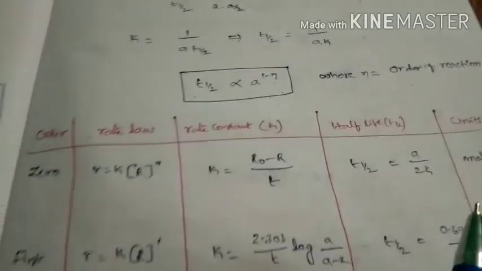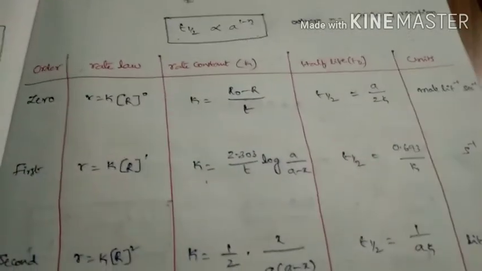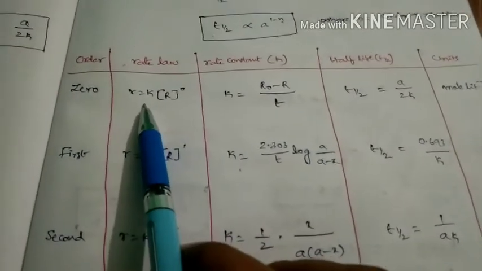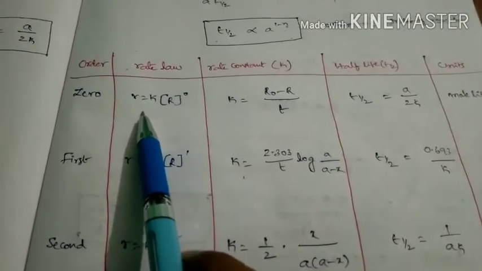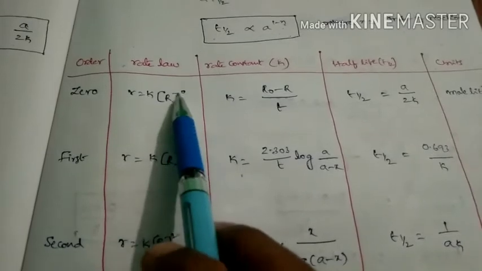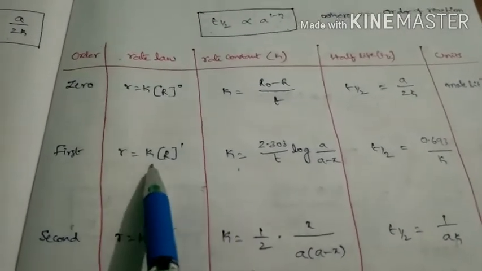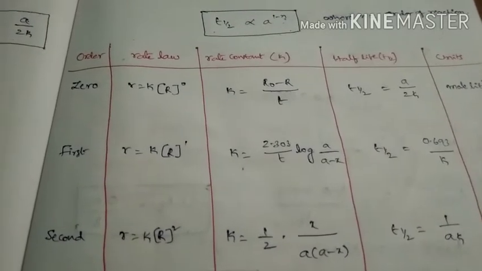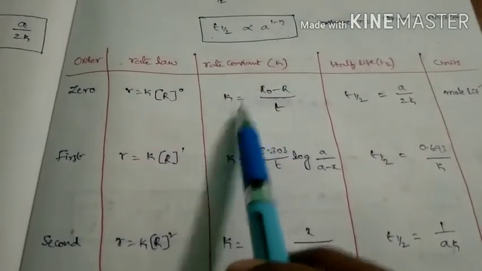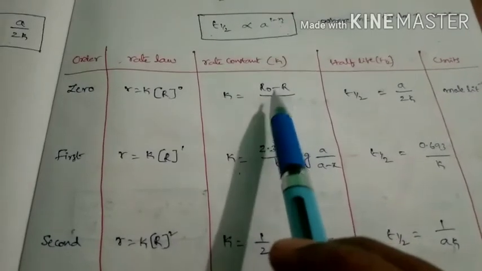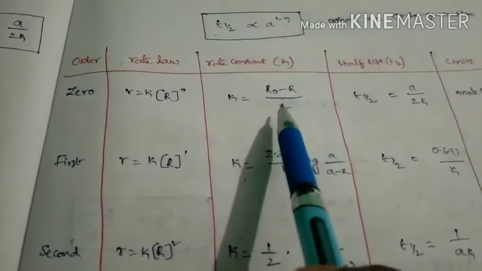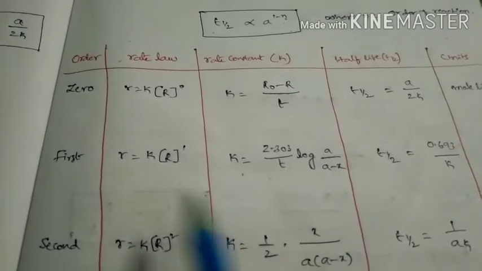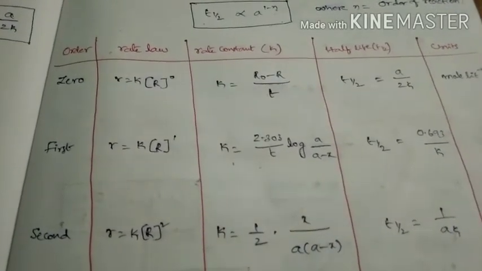Next, here some points are there regarding zero order, first order, second order. This is the rate expression for zero order. We know that already, r equal to k into a power 0, because here the order is 0. Here first order is r equal to k into a power 1. Here second order, r equal to k into a square. In this case, the rate constant value we know, k equal to a naught minus a by t. This is the rate constant expression for zero order reaction. This is the rate constant expression for first order. No need to remember about this one.